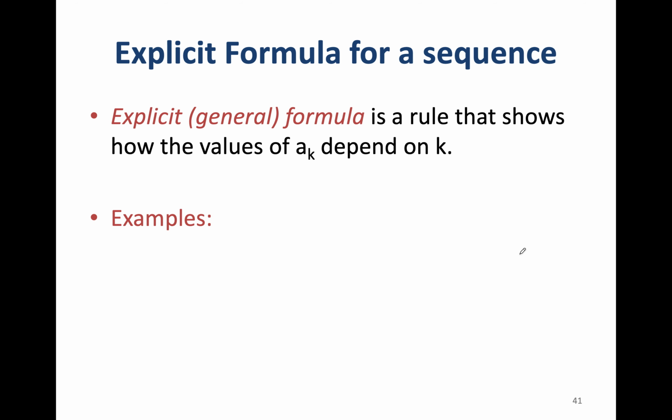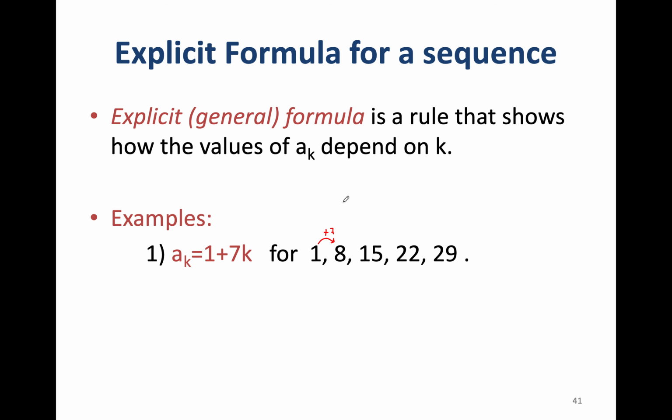So if we go back to our examples and check the explicit or general formula for them, we already saw the sequence 1, 8, 15, 22, and 29, and we said that in order to move from one term to the next term, we are adding 7.